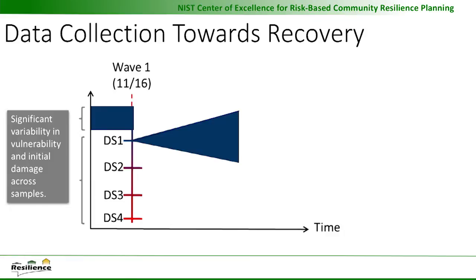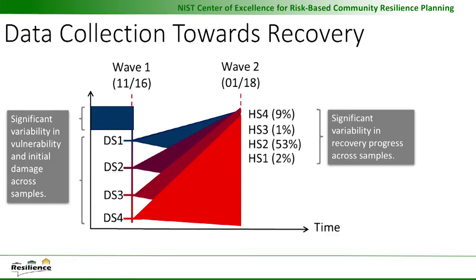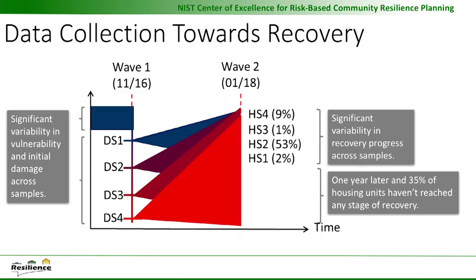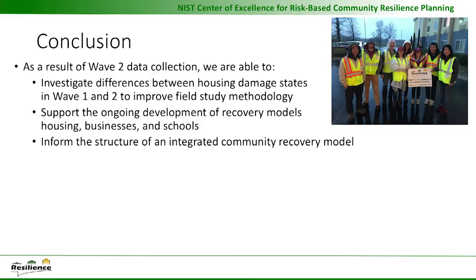We'd like to see upward trajectories, but instead we have observed significant variability in recovery progress across samples, where 1 year later, 35% of sampled housing units haven't reached any stage of recovery. This figure is marked for housing, but we observe similar trends for businesses and schools. Variability in recovery progress is a function of a number of factors, including the ones I'm showing here, pre-event vulnerability and damage level, as well as decision-making, incoming financial resources, the availability of recovery resources, and other logistical challenges and delays. And we were able to capture and collect data on all of these factors for businesses, housing, and for schools.